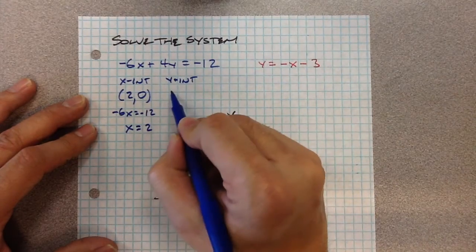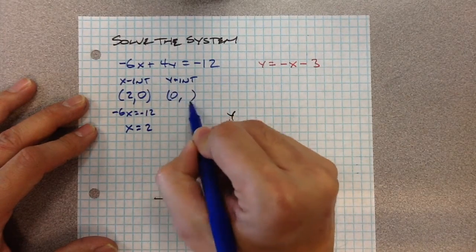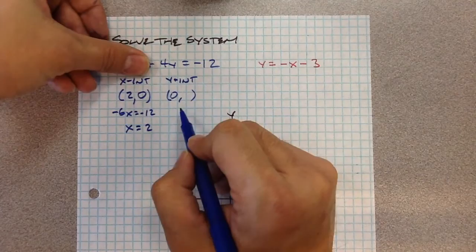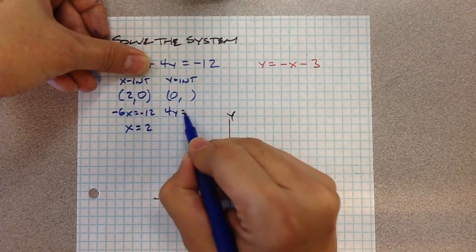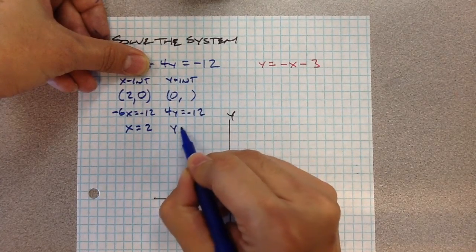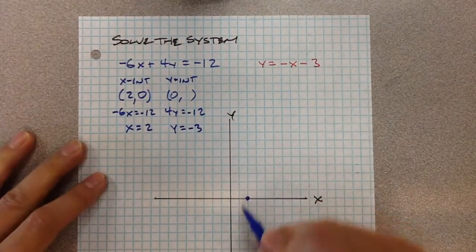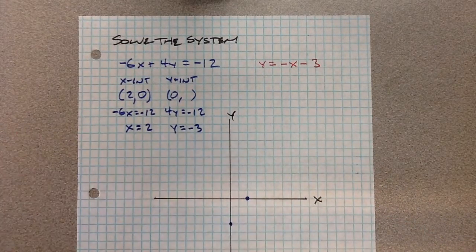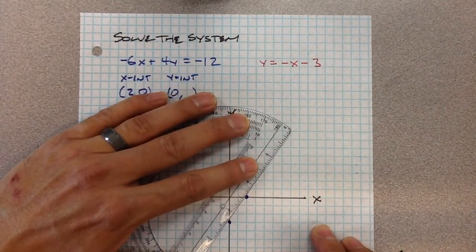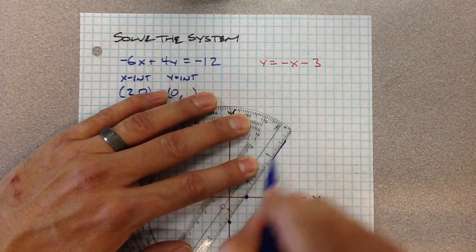And then for the y-intercept, plug a 0 in for x. This disappears. So I get 4y equals negative 12, which means y would be negative 3. That would be right here. And since I know it's a straight line, I can graph it. It would look like this.